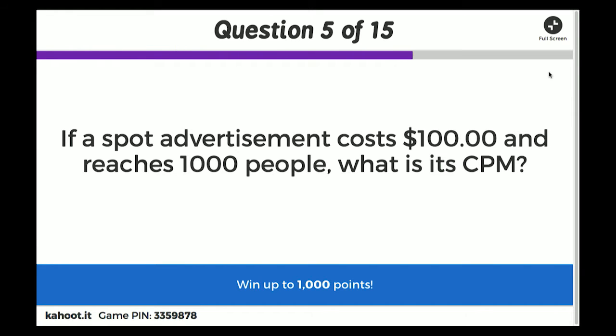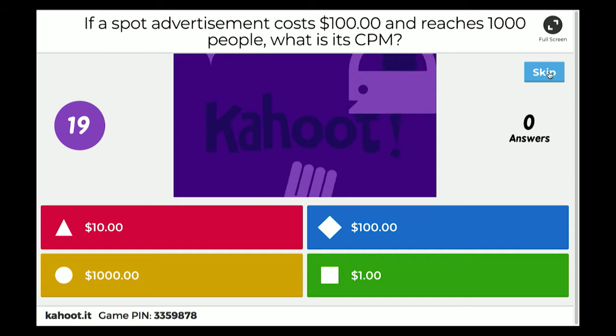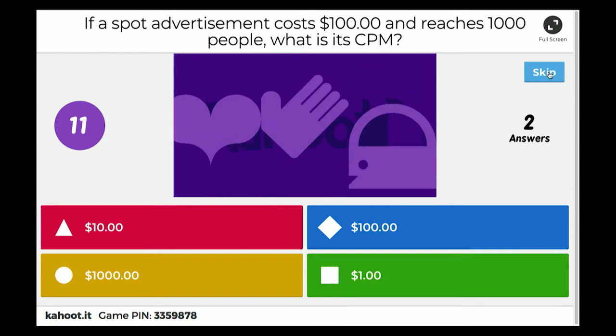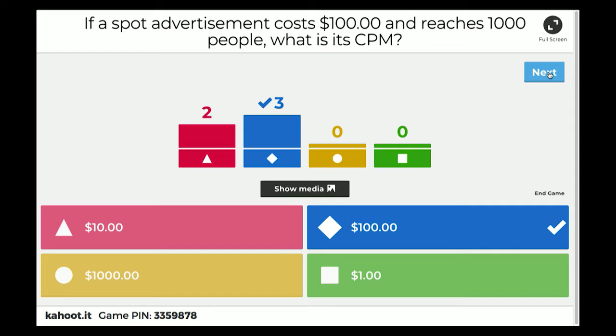Okay, if a spot advertisement costs $100 and reaches 1,000 people, what is its CPM? So remember, CPM stands for cost per 1,000 people. All right. So if the cost per 1,000 is $100 and it reaches 1,000 people, that means it's $100, right? CPM stands for cost per 1,000. So if I'm asking you, 1,000 people, how much does that cost? $100.